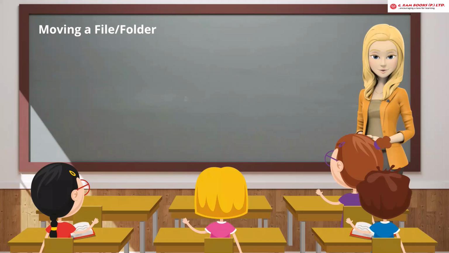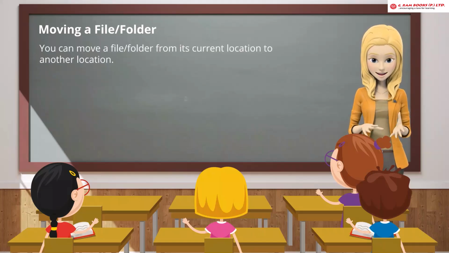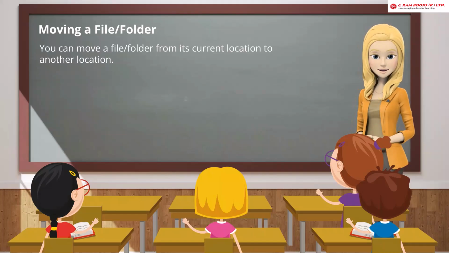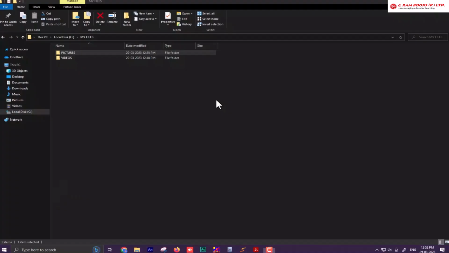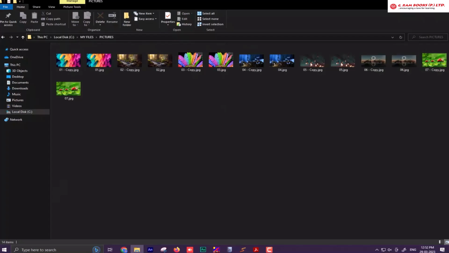Moving a file or folder. You can move a file or folder from its current location to another location. To move a file or folder, open the location that contains the file or folder you want to move. Select the file or folder you want to move.